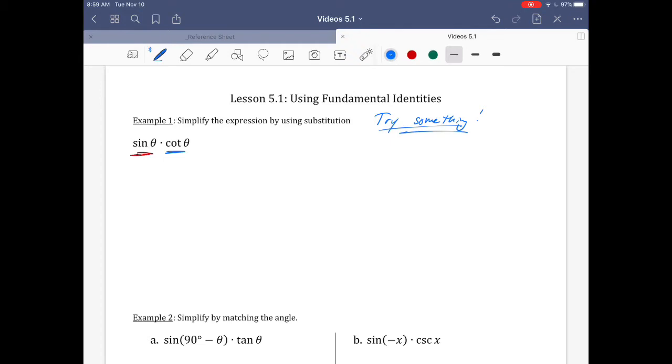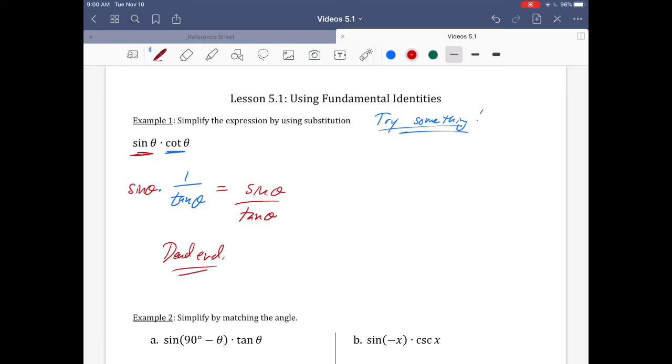So if we try to replace cotangent with 1 over tangent, and then we bring sine with us, we would get sine over tangent, and that wouldn't really be any simpler than the original expression. So we would consider this to be a dead end. It's not really getting us anywhere. So let's go ahead and try instead the other one.